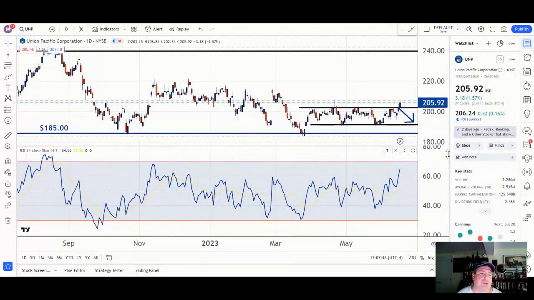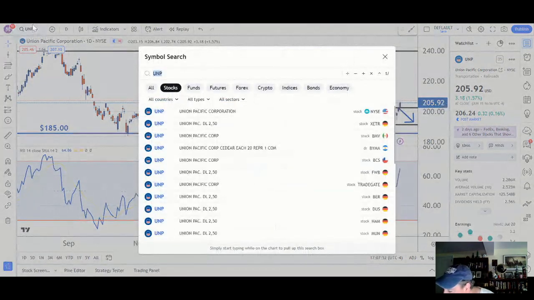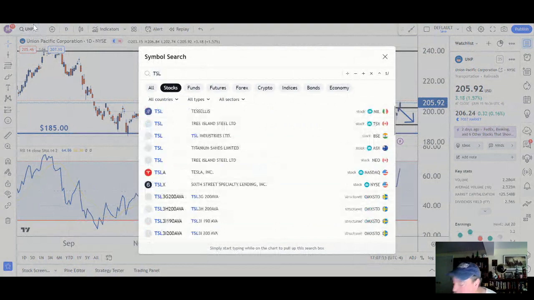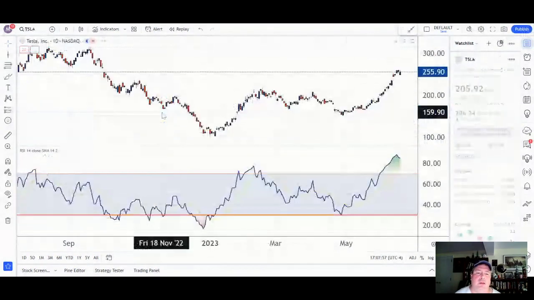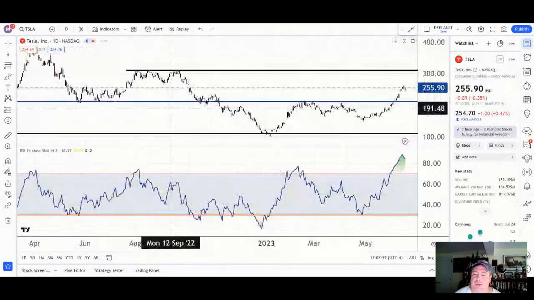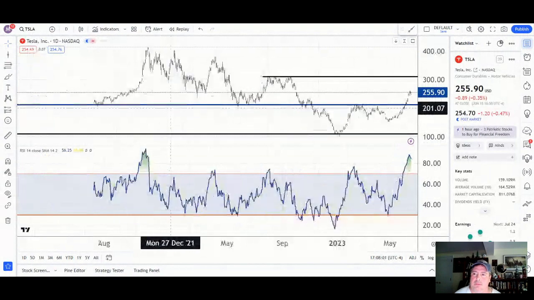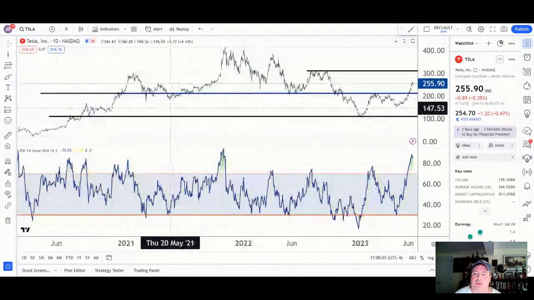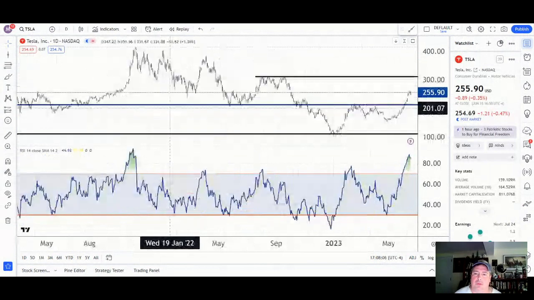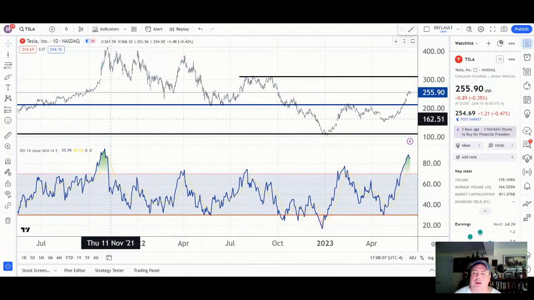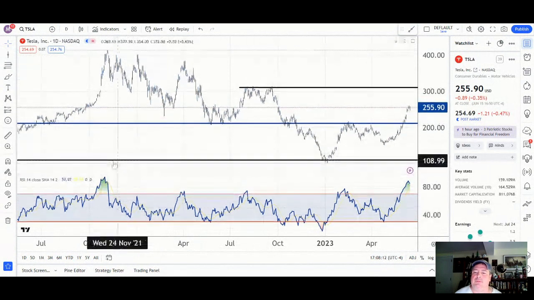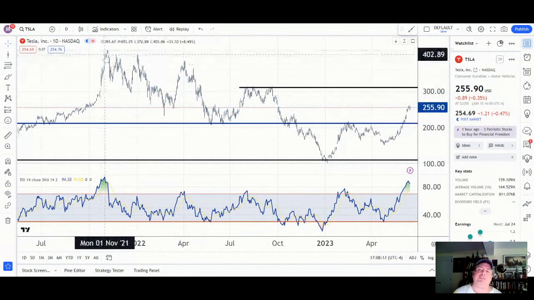Now, I guess I'm just going to come back to Union Pacific here. Actually, let me go to Tesla. Everyone loves Tesla. The same rules apply on any security. Okay, so here's Tesla, looking at 14 time periods. So we're looking at days. Look at here. Tesla here was the most overbought it had ever been in history. This is the very end of 2021, right at the very end of the 10-year bull market.